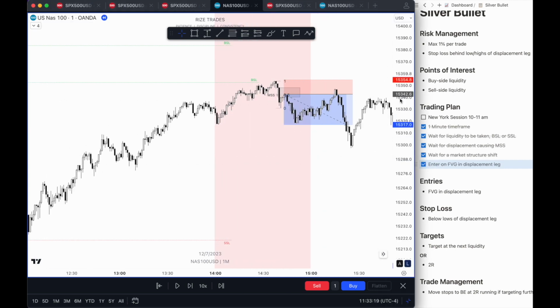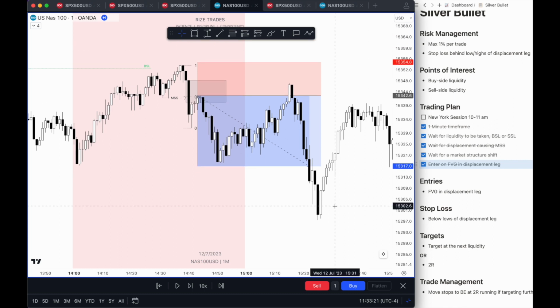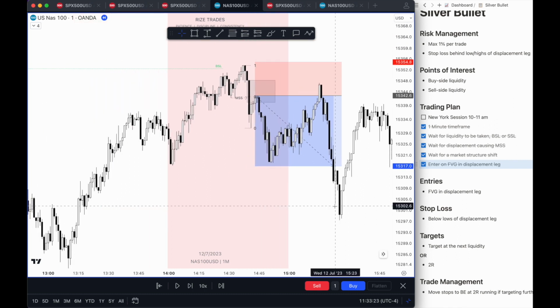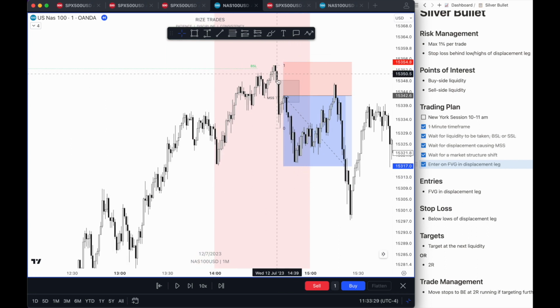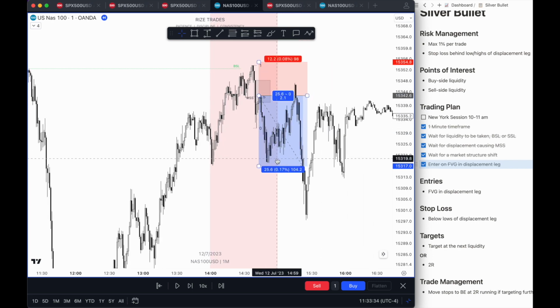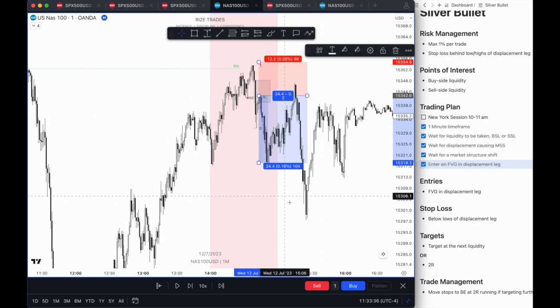All of these trades are very simple. We're doing the same thing over and over again. We're following the rules. When the rules are met, you get a high probability trade, as you can see. So we took buy side, we then got the market structure shift here, and we entered at this fair value gap. 2R was hit right here.